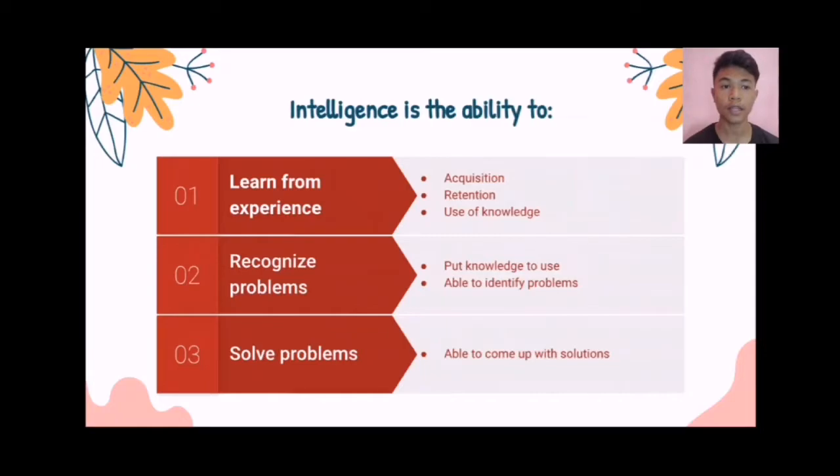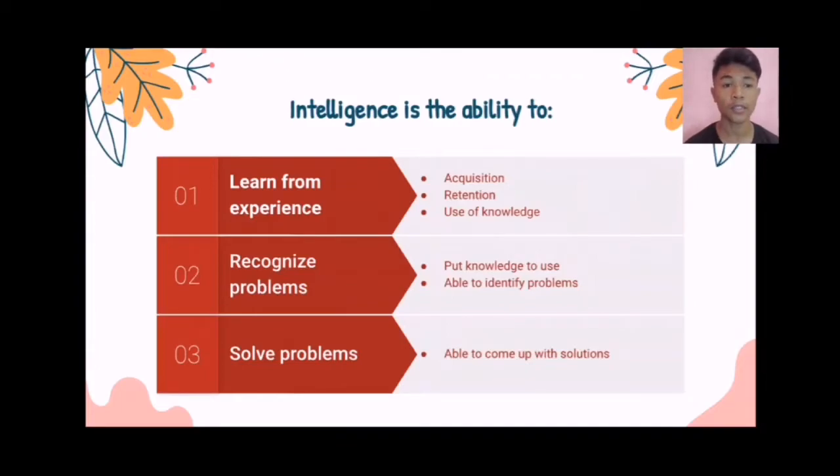At various points throughout recent history, researchers have proposed some different definitions of intelligence. While these definitions can vary considerably from one theorist to the next, current conceptualizations tend to suggest that intelligence is the ability to learn from experience, recognize problems, and solve problems. Learning from experience means that the acquisition, retention, and use of knowledge is an important component of intelligence. Recognizing problems is to put knowledge to use. People must be able to identify possible problems in the environment that need to be addressed. And the last one, solving problems. People must then be able to take what they have learned to come up with a useful solution to a problem they have noticed in the world around them.